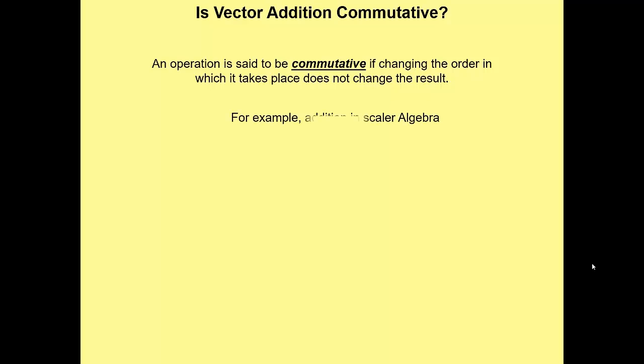For example, scalar addition, that you've done pretty much all your life up to this point, right? If we take 5 plus 3 or 3 plus 5, either way we get 8. The order doesn't matter. So our question today is, does the same hold for vector addition? Remember, vector addition means that not only are we adding magnitudes, but also directions. We are adding vector quantities together.